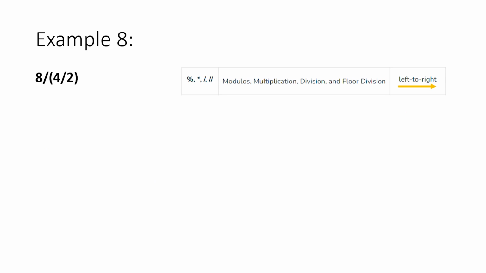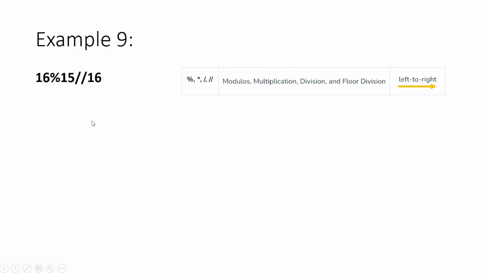Now this is the same example which we have seen earlier, but in this case brackets are used. Since brackets are used, the bracket will be evaluated first. That means 4 divided by 2 will be evaluated. So here 4 divided by 2 is coming out to be 2, and then 8 divided by 2 comes out to be 4. So here, as compared to earlier, we are getting a completely different answer because we are using brackets over here. Let us take one more example.